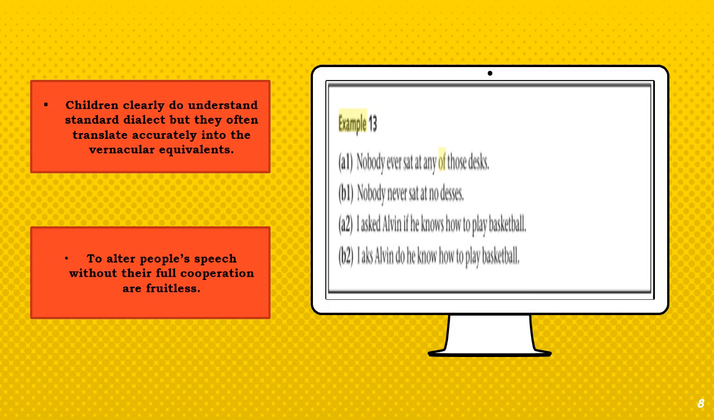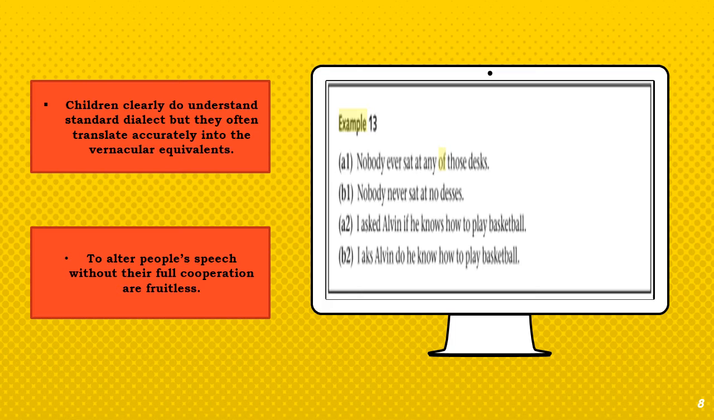Okay, now move on to example 13. But before that, you need to know that the B sentences are the children's repetition of the A sentences. Okay, the first sentence is, nobody ever sat at any of that, but the child's repetition will be like, nobody never sat at no desserts. The second sentence is, I asked Alvin if he knows how to play basketball, but the child's repetition goes like, I asked Alvin, do he know how to play basketball?